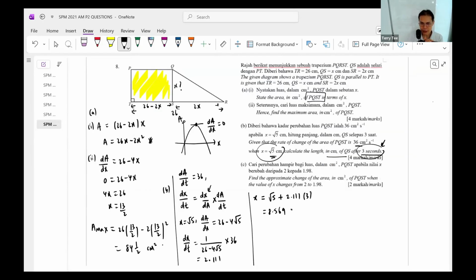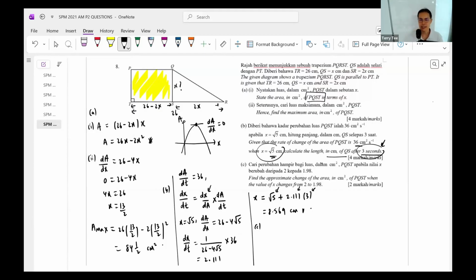8.569. So a little bit different from what you guys have been doing. Normally we just find rate of change of x. That's it, full stop. But now you're finding what is the length of x after 3 seconds. So you take the initial value plus the rate times the time, the duration. Okay, all right, that is part B.